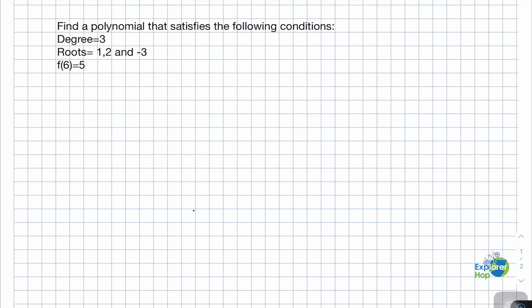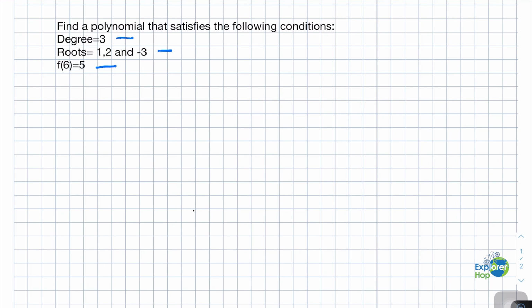Today we will be finding a polynomial that satisfies the following conditions. The degree should be equal to 3, the roots should be equal to 1, 2, and minus 3, and the function f of x, basically f of 6, should be equal to 5. Now let's get into it.